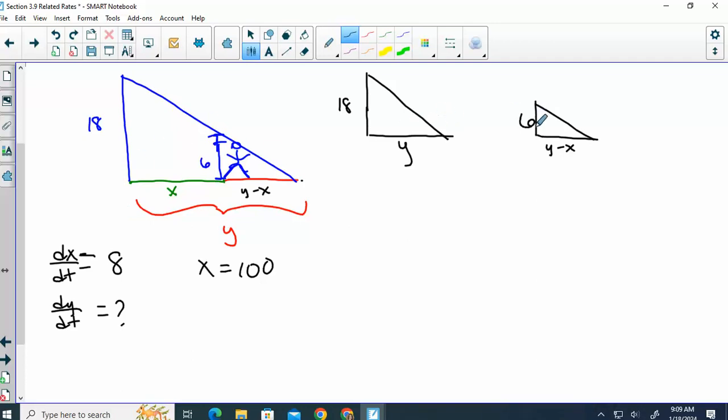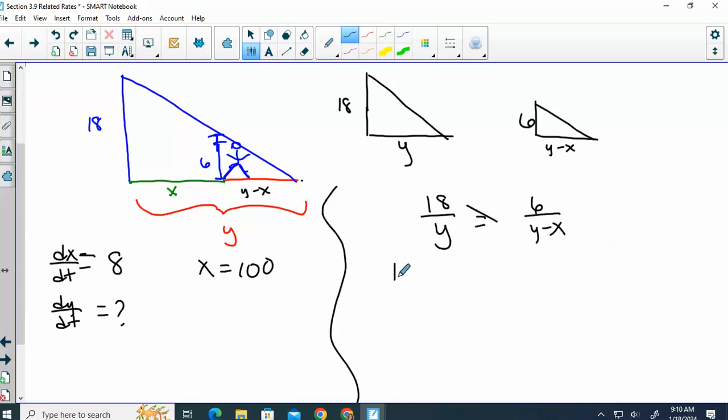Think about this. We have similar triangles. What do we do with those? Okay, we set those proportions equal, don't we? So we could say 18 over y is equal to 6 over y minus x. This would probably not be my favorite thing to take the derivative of because we have the quotient rule. Is there a way I can make it nicer? We could cross multiply and get rid of all the division first if we'd like.